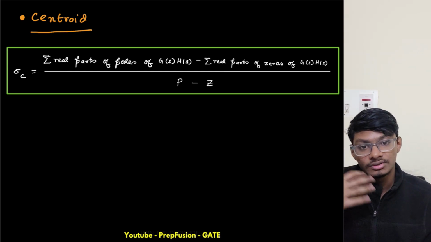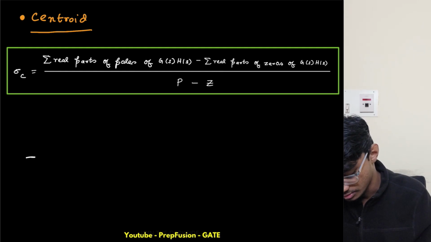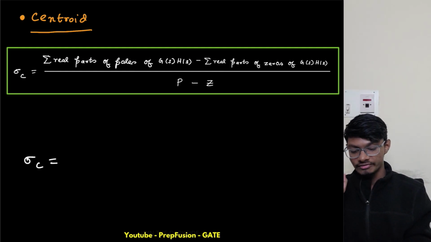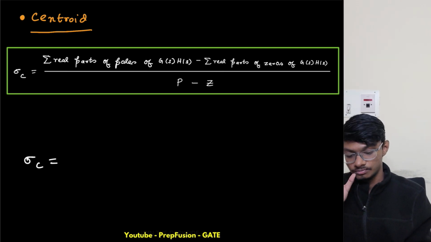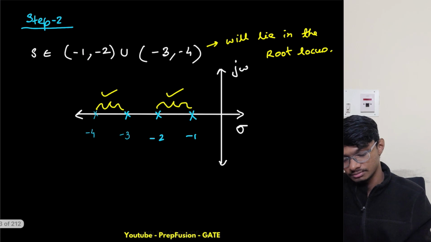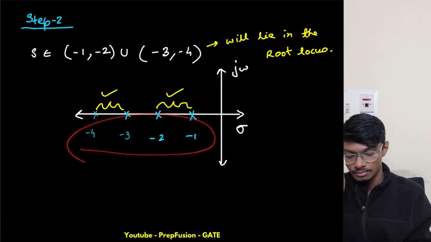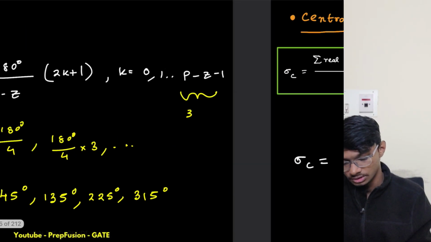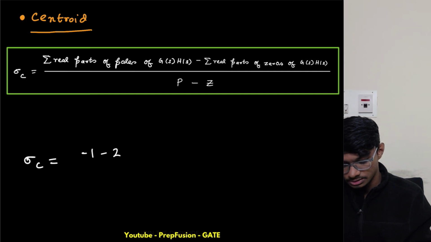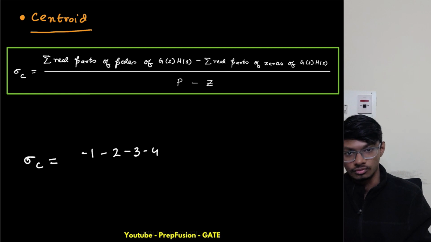So what is our centroid here? We have to add the real parts of the poles of G(s)H(s). So what are the poles? Basically -1, -2, -3, -4. These are my poles.